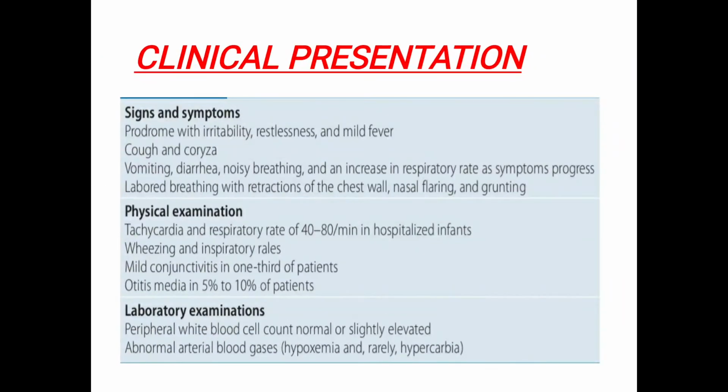Coming to the clinical presentation of the patients that we come across. Signs and symptoms such as prodrome with irritability, restlessness, and mild fever can be seen early with bronchiolitis. Also, you can see cough and coryza, vomiting, diarrhea, noisy breathing, and an increase in respiratory rate as symptoms progress. Labored breathing with retractions of the chest wall, nasal flaring, and grunting.